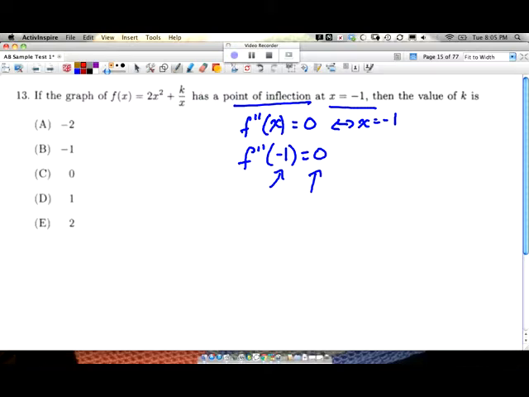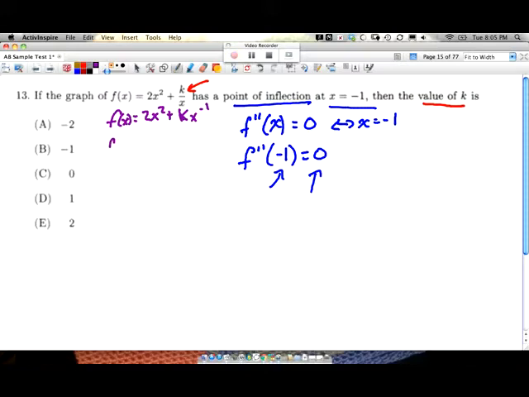Why do we need to do that? Okay, well, let's keep reading. The graph has a point of inflection at -1. Oh, the value of k. Look, we have a constant k. So we've got to do the derivative, the double derivative in fact. Well, let's prep it. First, I see that this would be 2x squared plus k x to the -1. So that's my f of x.